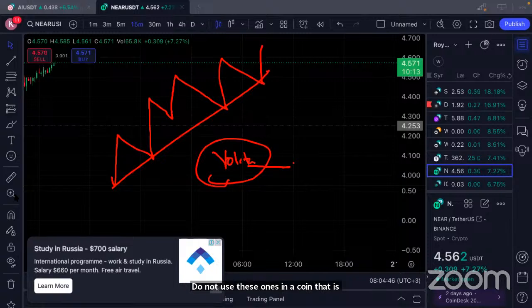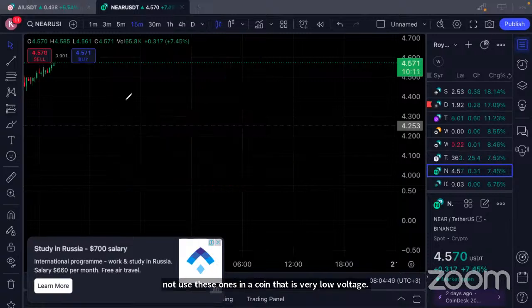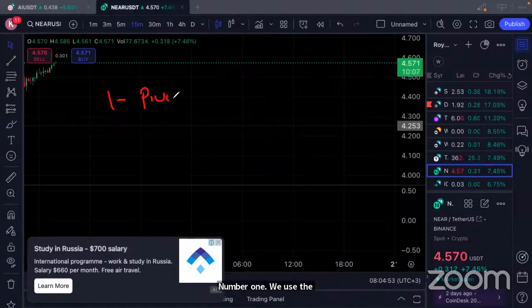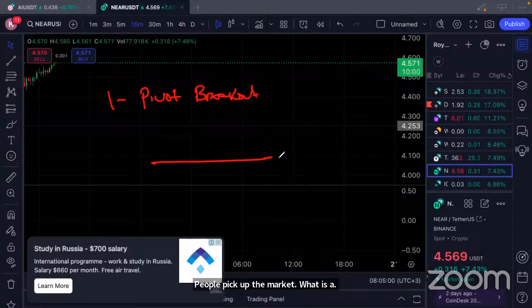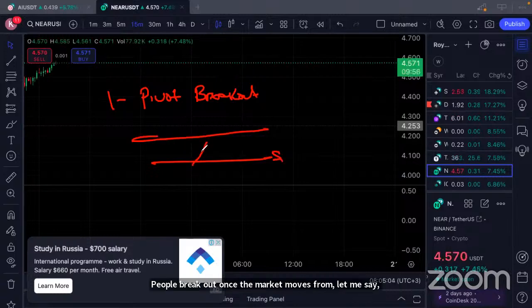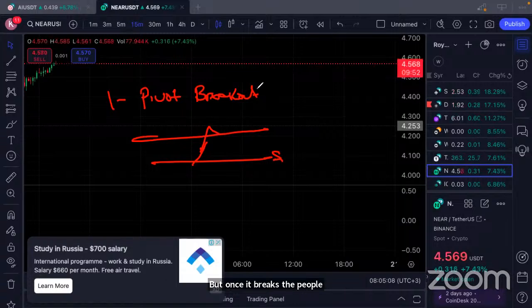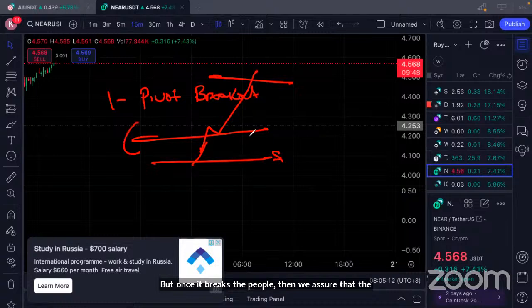Now, how do we use the pivot point? Number 1, we use the pivot point called pivot breakout. What is a pivot breakout? Once the market moves from, let me say, support 1, it will automatically go to the pivot. But once it breaks the pivot, then we are sure that the market will now continue to the resistance. So the pivot is usually a very important area.